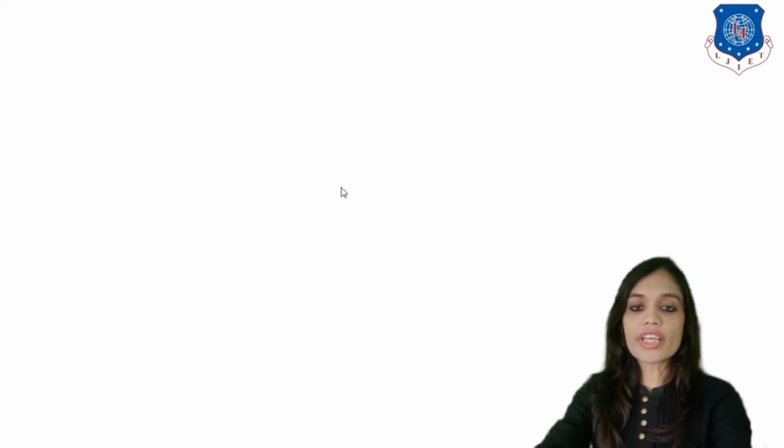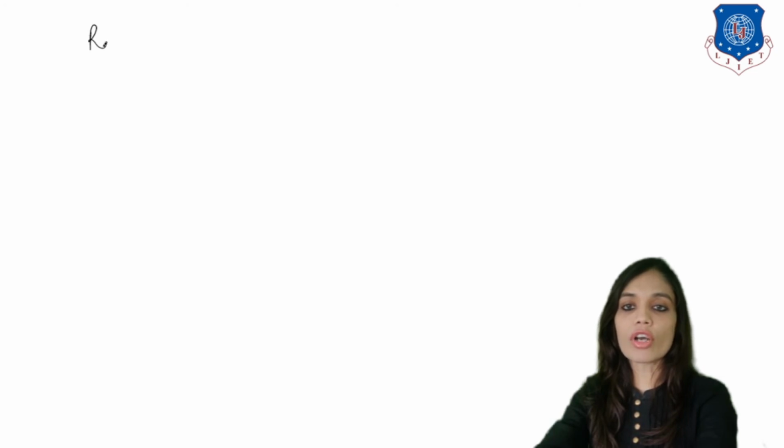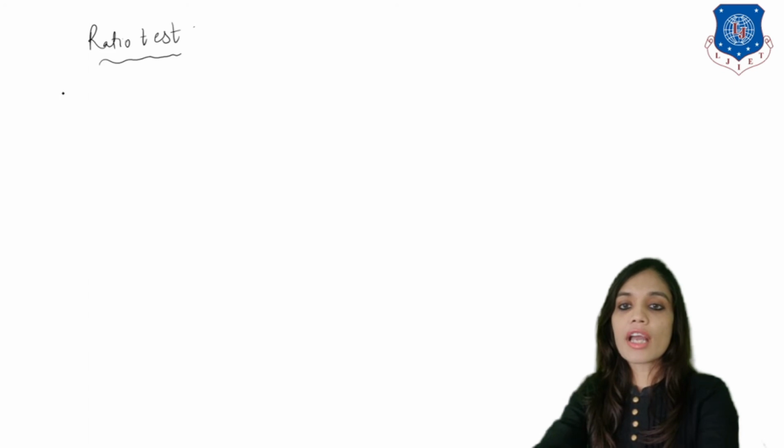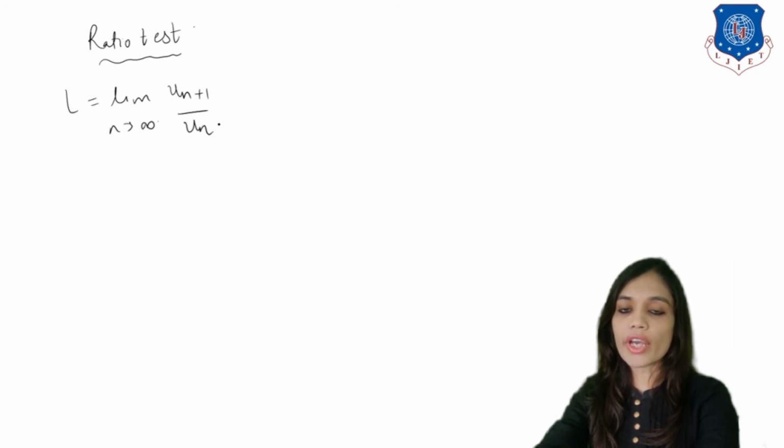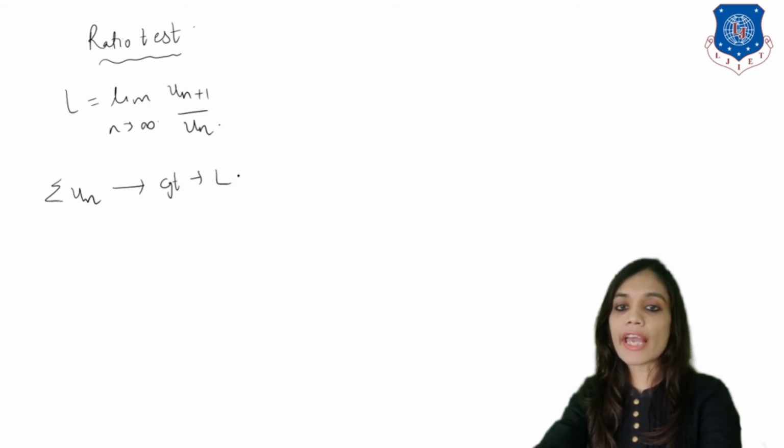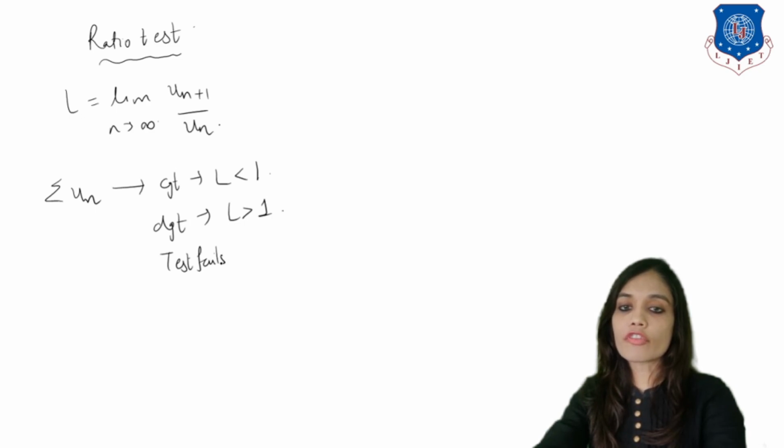Okay. So in today's session we have studied firstly what? Ratio test. In this we have to find L equal to limit n tends to infinity un plus 1 upon un. Now the series un is convergent if L less than 1, divergent if L greater than 1, and the test fails if L is equal to 1.